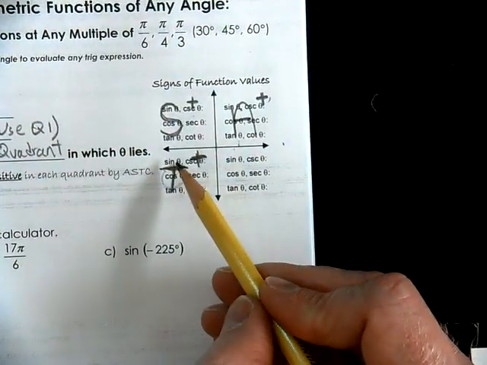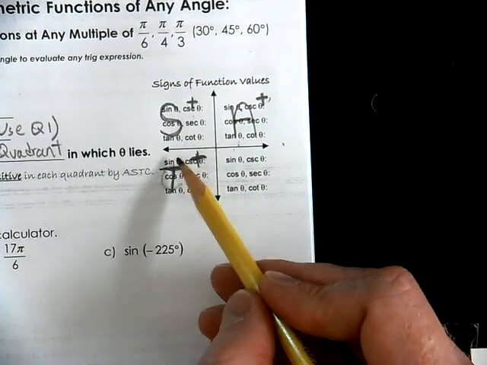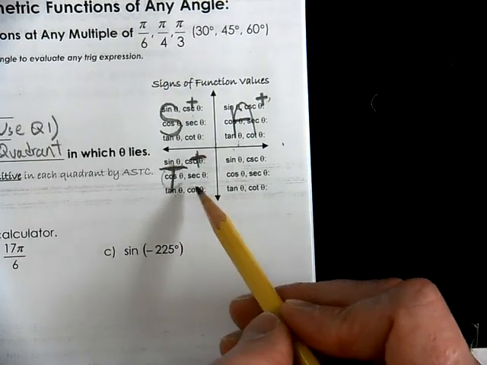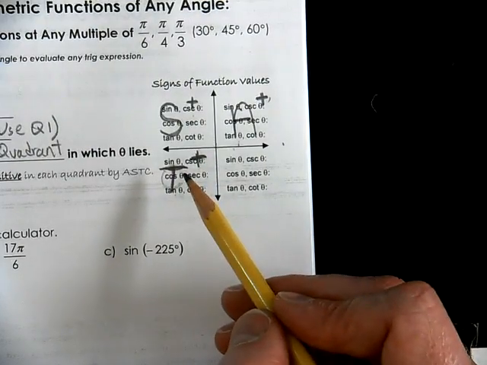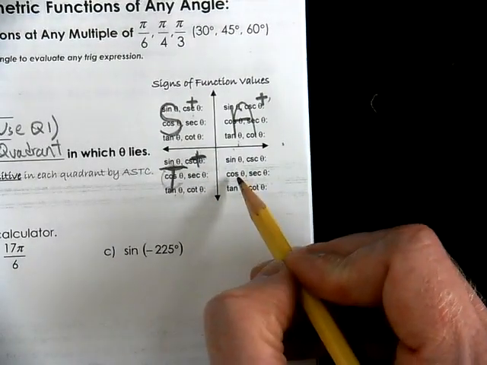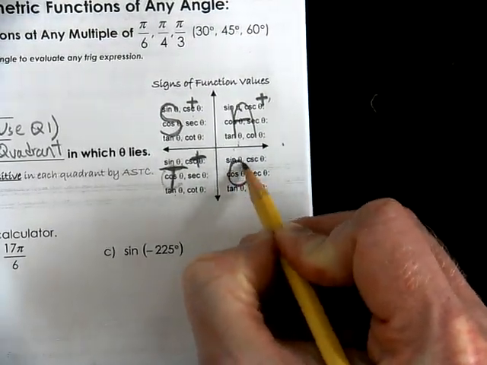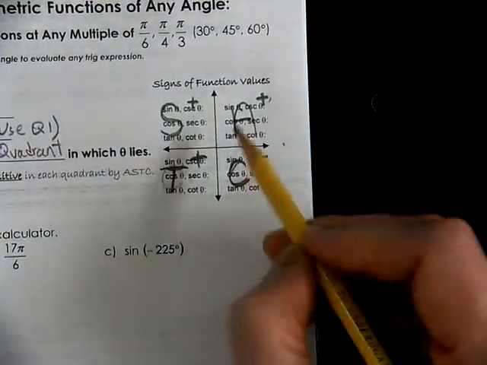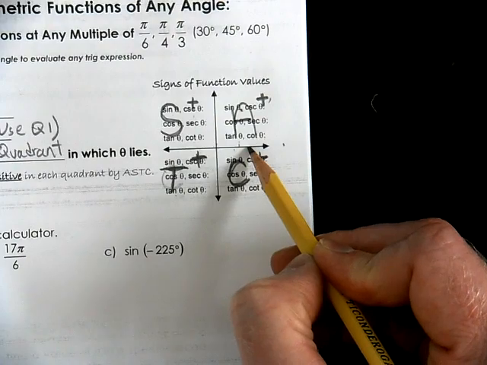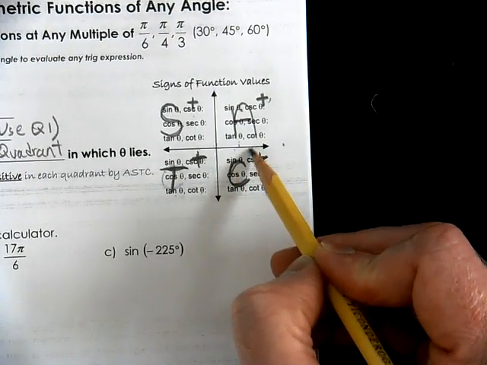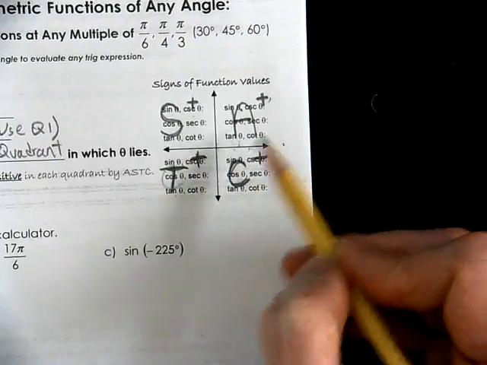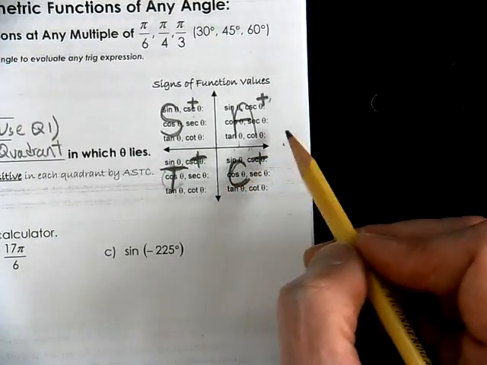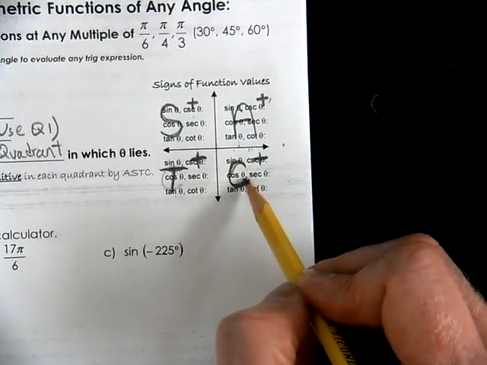Tangent is going to be positive because sine and cosine are both negative. When they're both negative, two negatives make a positive. So tangent and cotangent are going to be positive in the third quadrant. In the fourth quadrant, that's where cosine is going to be positive. Because when you move to the right, which is your x value, positive x, negative y, when you do the fraction for that to figure out tangent, one's positive, one's negative, it's going to be negative. So only cosine is positive.